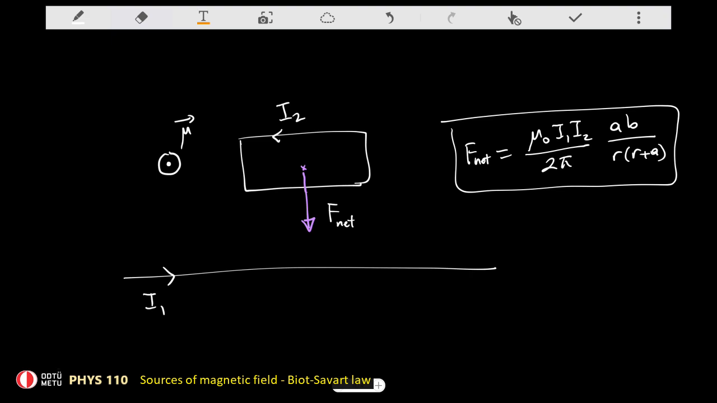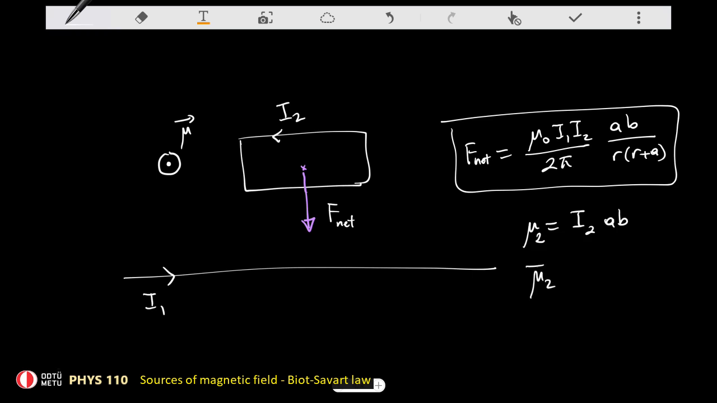It has a size, but by taking a limit, of course, I can make sure that the size is negligible. So let's do that then. First I need the magnetic dipole moment magnitude. I'm going to call this mu2. This is current multiplied with the area. This is just the magnitude.